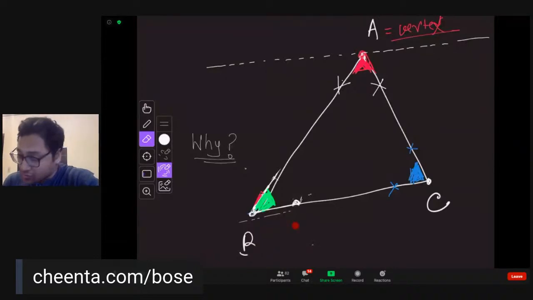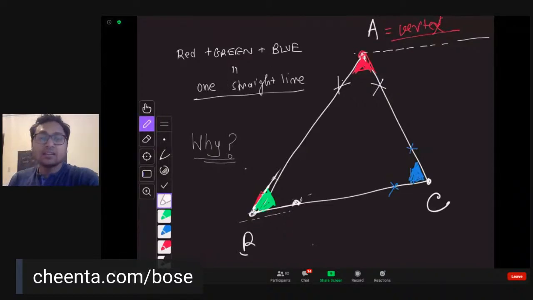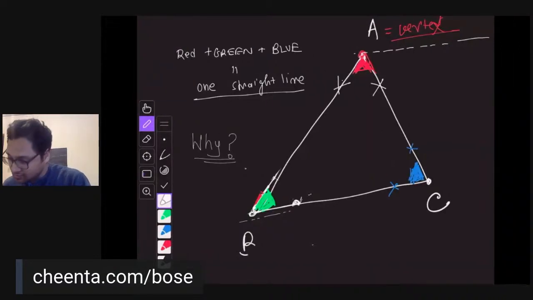So what are we trying to do now? We want to show that the red, the green, and the blue angles, these three angles, add up to one straight line. So how do we ensure that this is really happening? What we do is we draw a line that is parallel to AC.